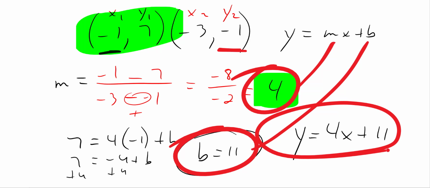Okay, so that's it. 2 points. Come up with an equation. If the y's are the same, then it's y equals whatever it is. If the x's are the same, then it's x equals whatever. Okay, if everything's different, you've got to do all this work that I just did over here.